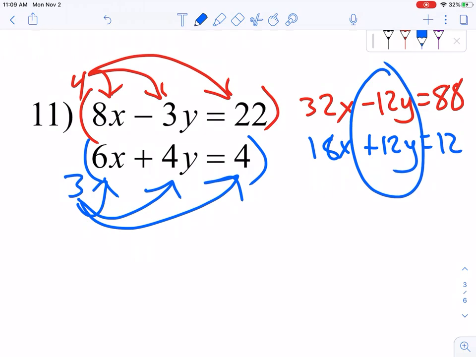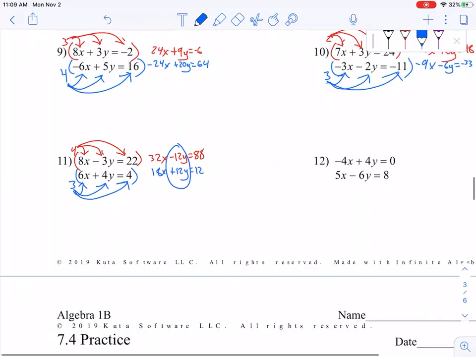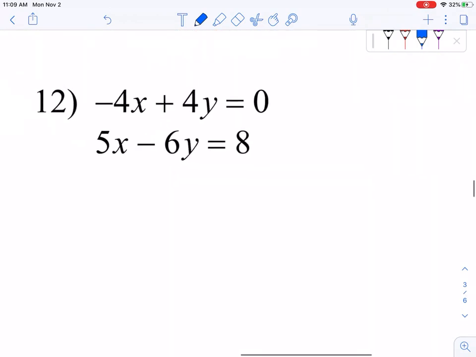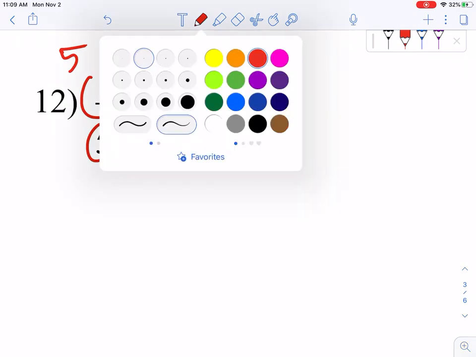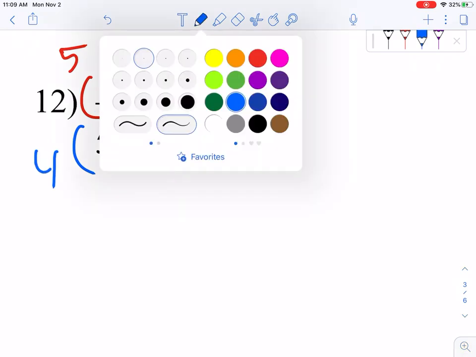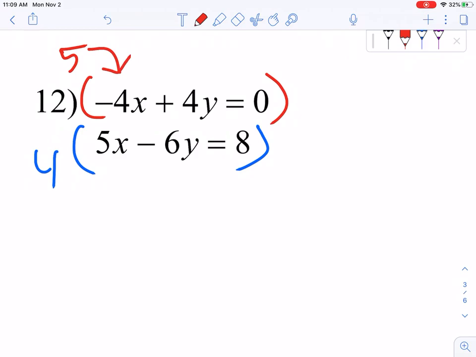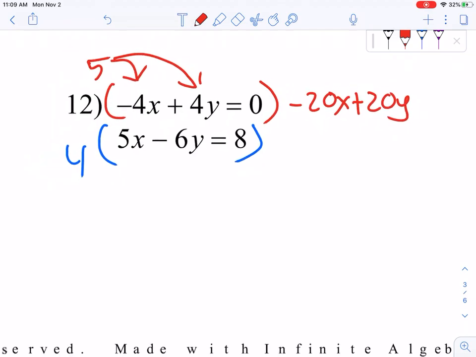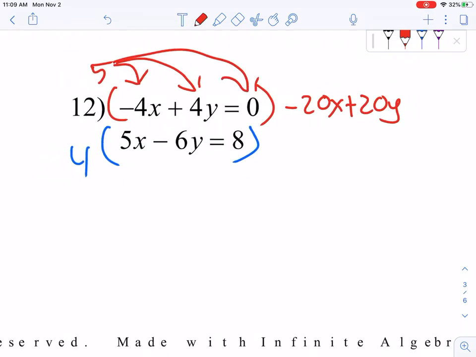The big idea is that we can put these together. And I should slow down. I'm getting excited because we're almost to the end here. So I can take this 5 and multiply it to the top. I can take this 4 and multiply it to the bottom, and I don't need to worry about signs because they're already opposite signs. So I'm going to get negative 20x, positive 20y, and 5 times 0 is still 0.